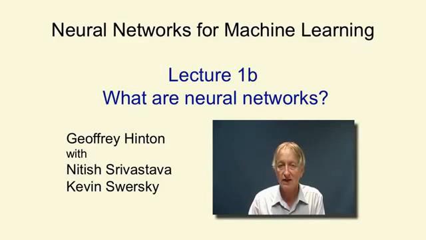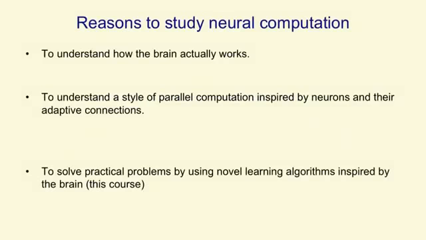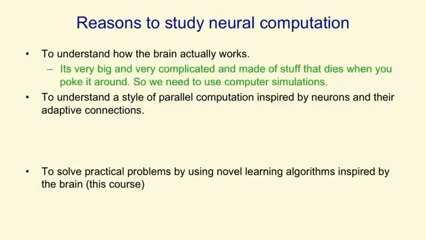In this video, I'm going to tell you a little bit about real neurons and the real brain, which provide the inspiration for the artificial neural networks that we're going to learn about in this course. In most of the course, we won't talk much about real neurons, but I wanted to give you a quick overview at the beginning. There are several different reasons to study how networks of neurons can compute things. The first is to understand how the brain actually works. You might think we could do that just by experiments on the brain, but it's very big and complicated, and it dies when you poke it around, and so we need to use computer simulations to help us understand what we're discovering in empirical studies.